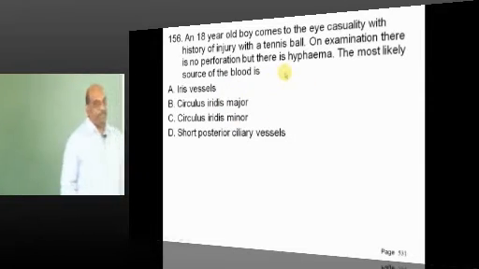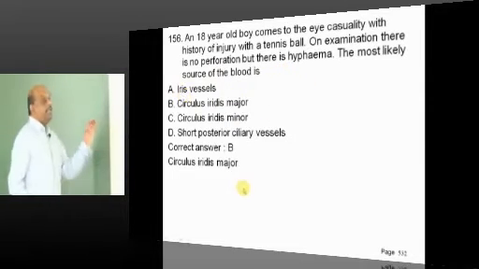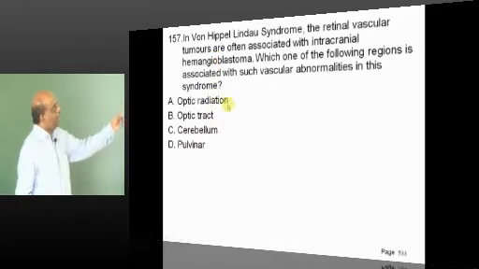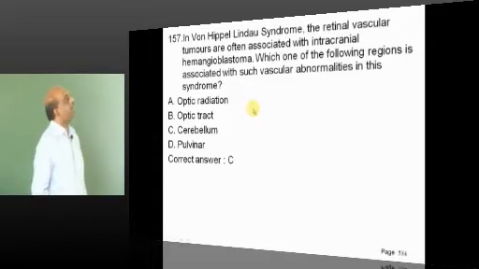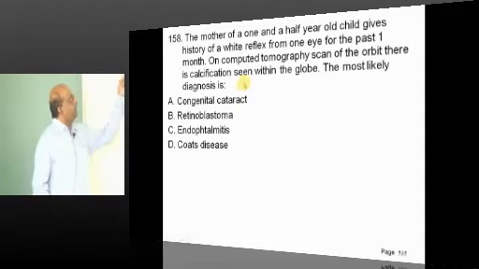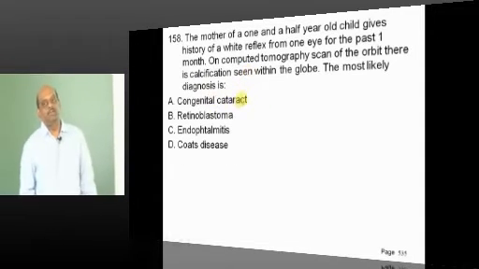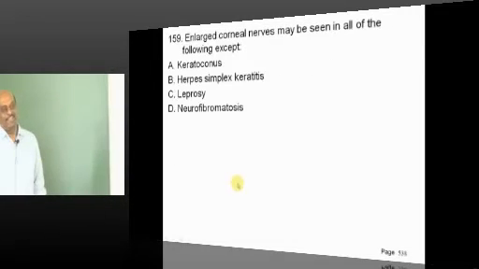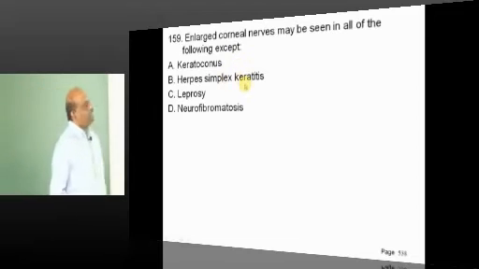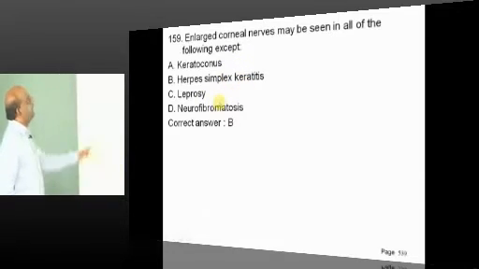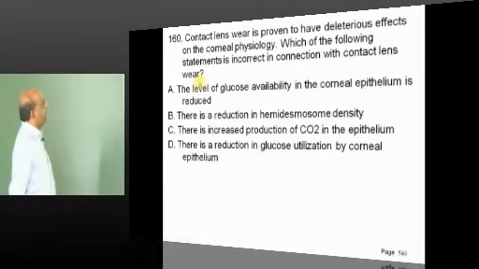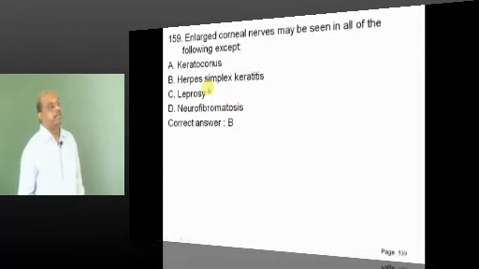What is your answer on hyphema? Circulus iridis major is the main contribution. Von Hippel-Lindau, where do you find it? Cerebellum. Cerebellar hemangioblastoma is what you find. Orbit is showing calcification. The only tumor that you know in ophthalmology is? Retinoblastoma, better bet on it. Then enlarged corneal nerves is not a feature of? Herpes simplex, keratoconus, leprosy. Keratoconus, you find it everywhere. Anybody answered keratoconus? No. That's called intelligently guessing wrongly in ophthalmology.